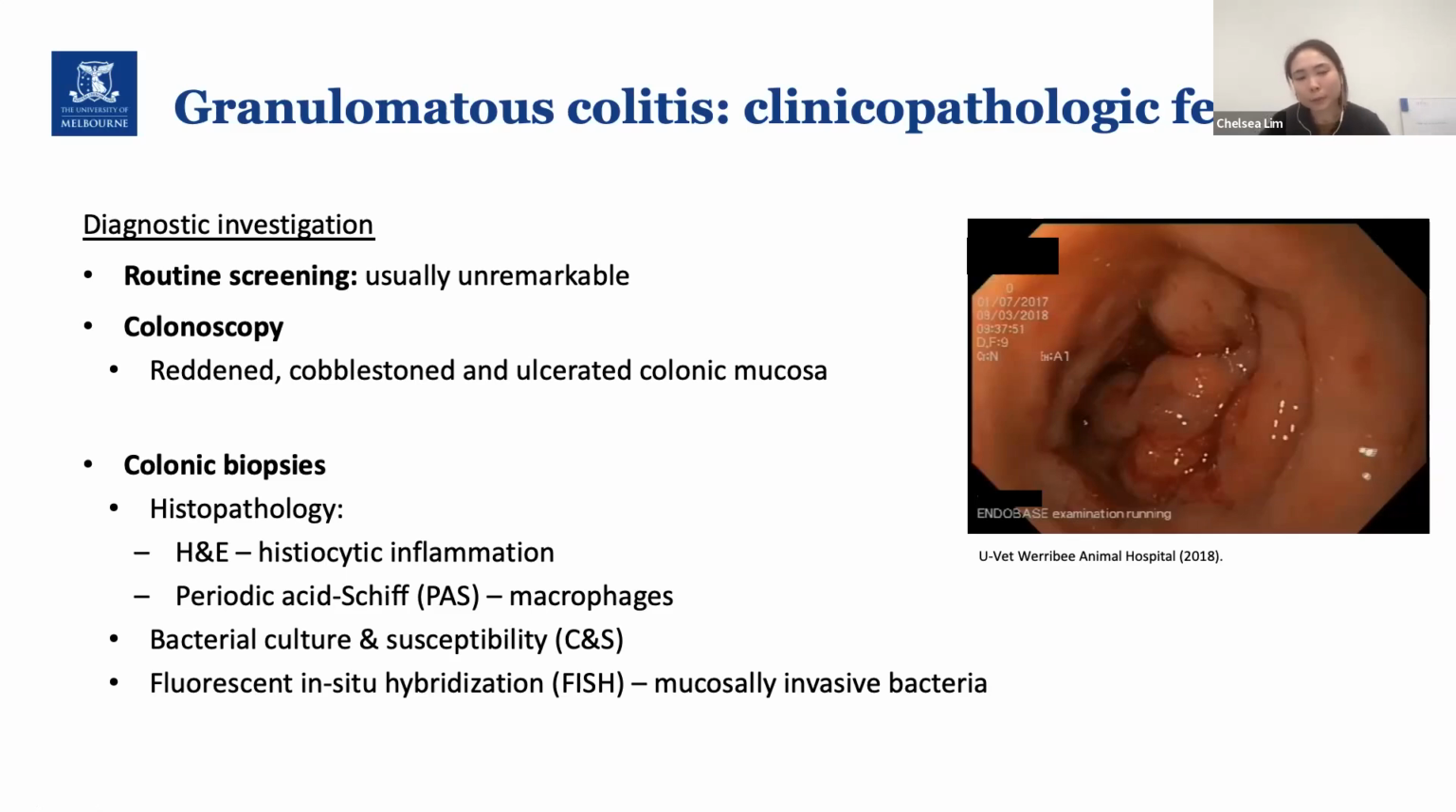Colonic biopsies are also subject to histopathological staining. Routine H&E is used to highlight histiocytic inflammation, and periodic acid-Schiff or PAS staining is used to highlight PAS-positive macrophages, which is a key feature of this disease. Bacterial culture and susceptibility can also be performed, and for identification of mucosally invasive bacteria, specifically adherent invasive E. coli, fluorescent in-situ hybridisation or FISH is often used.